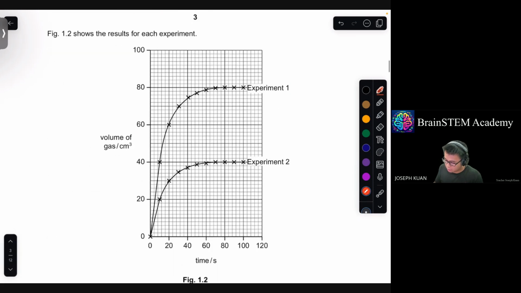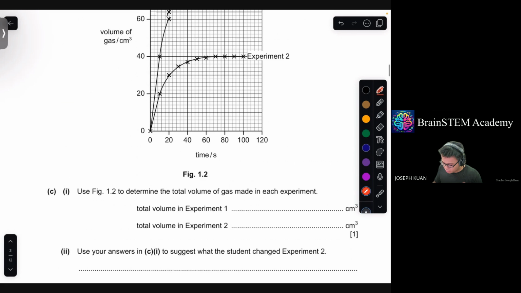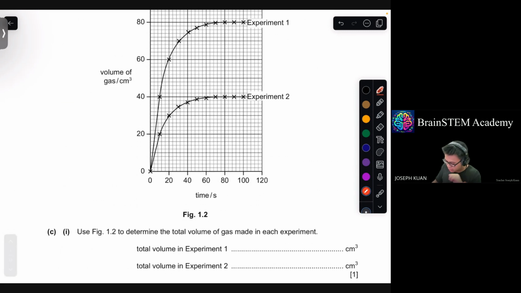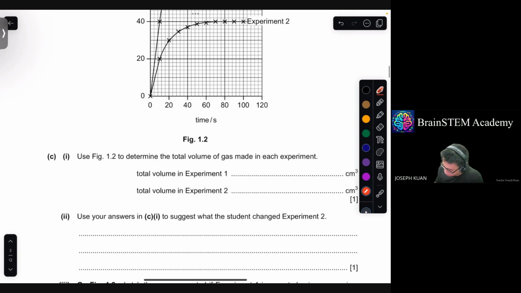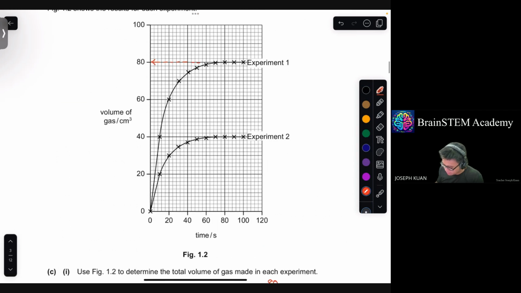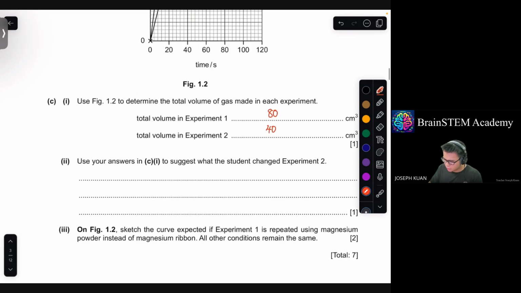Moving on, figure 1.2 shows the results for each experiment. C. Use figure 1.2 to determine the total volume of gas made in each experiment. So if you look at the axis, the y-axis represents the volume of gas. So you just need to be able to read from the y-axis. Experiment 1 gives you 80 cubic centimeters. And then experiment 2 gives you 40 cubic centimeters. Quite straightforward.